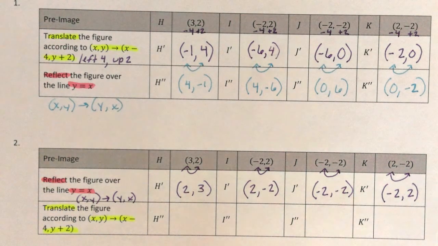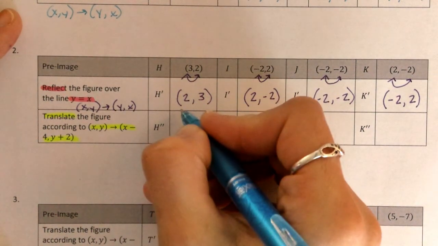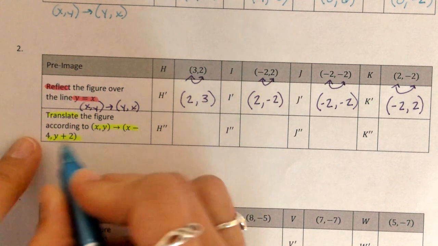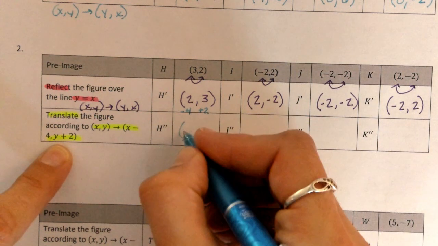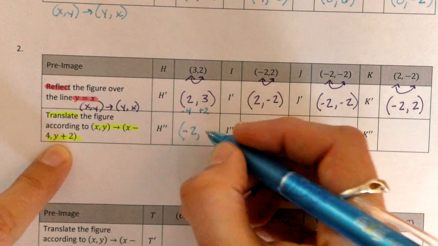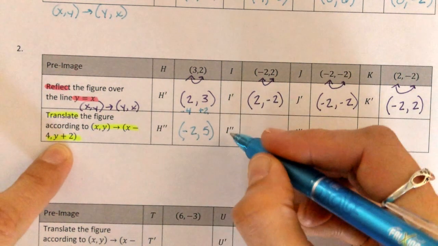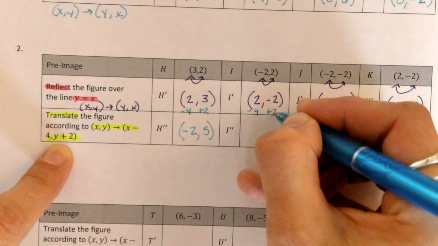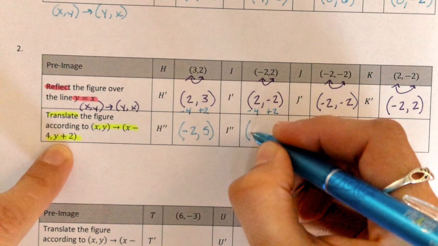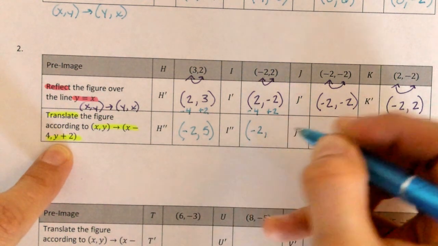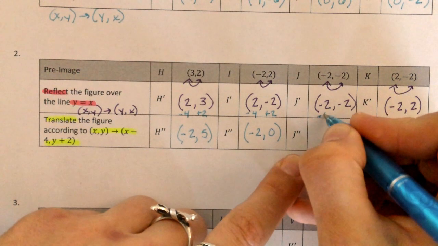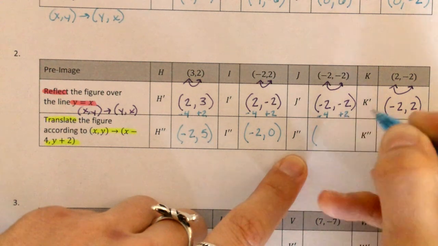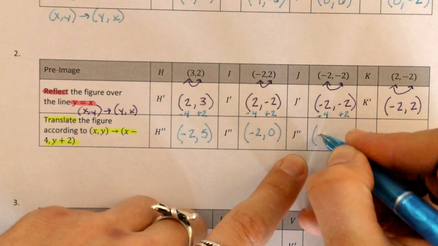All right? So now let's go and do our translation. We're going to add and subtract. So here, as it says, x minus 4, so we're subtracting 4 from the x, y plus 2. When we subtract 2 minus 4, we get that negative 2. 3 plus 2, nice and easy, is a 5. I double prime, subtract the 4, add the 2. Subtracting 4 from the x, again, we already had that, we had a negative 2. And then negative 2 plus 2 brings us to 0. J double prime, subtract 4 from our x, add 2 to our y. Negative 2 minus 4 more gives us a negative 6.